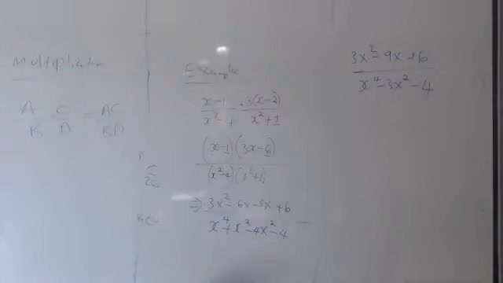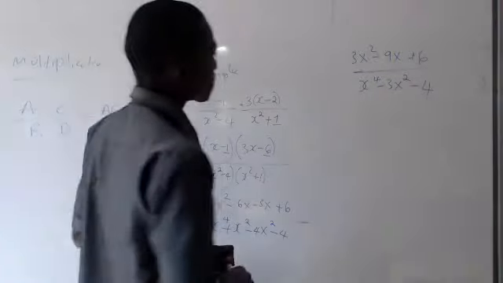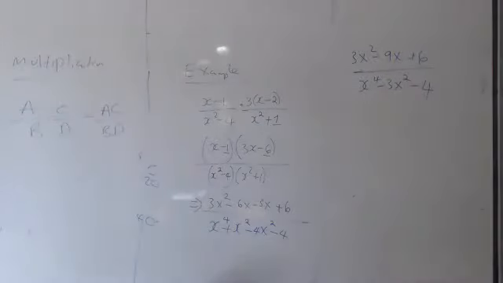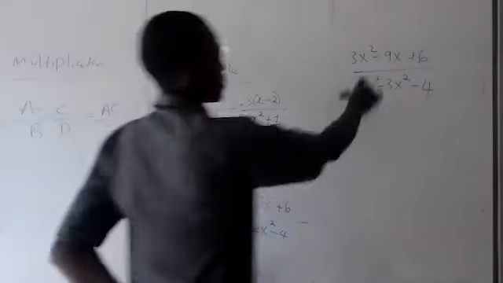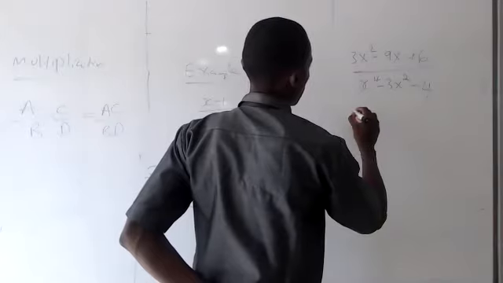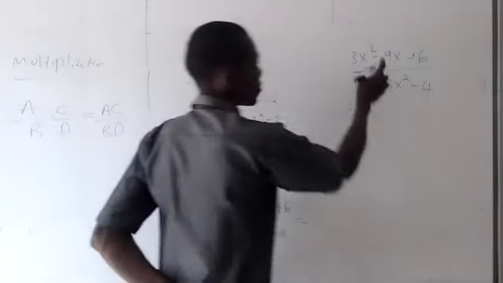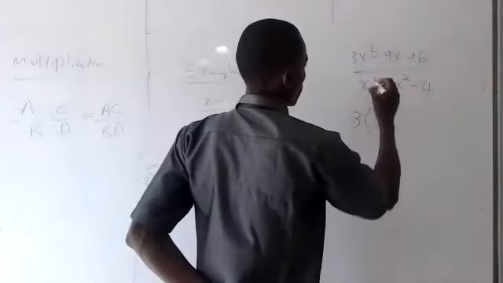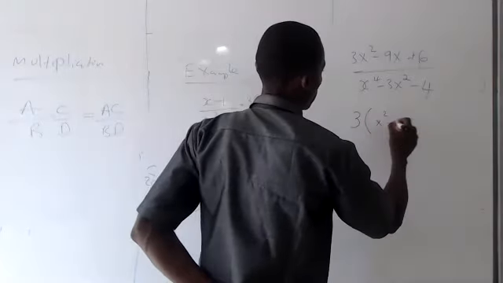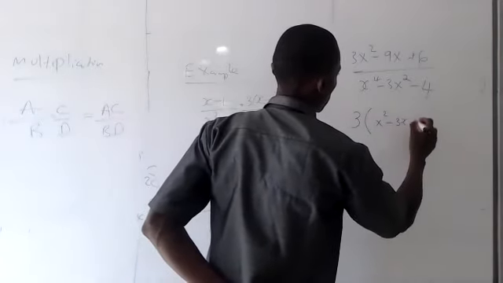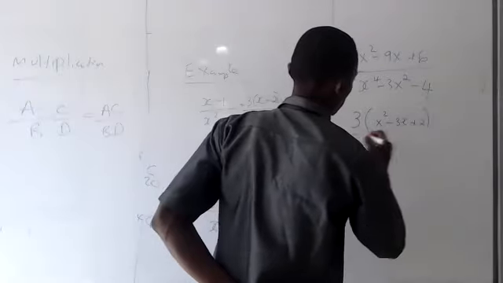Okay, let's see. Is it possible to factorize this? So up here, we can factor out 3 from the numerator. So we get 3 into x squared minus 3x plus 2.